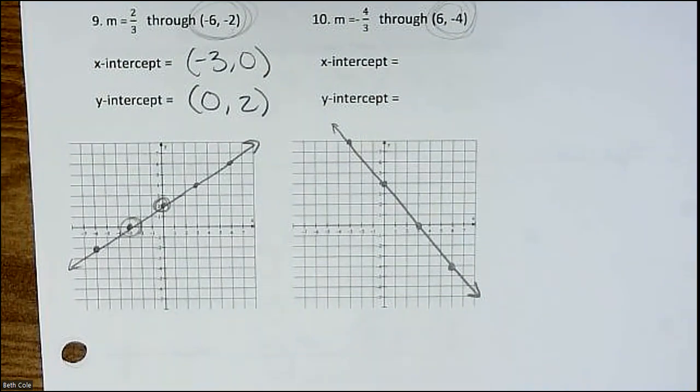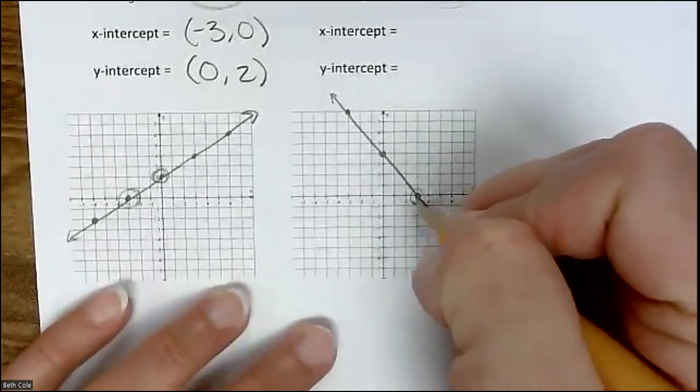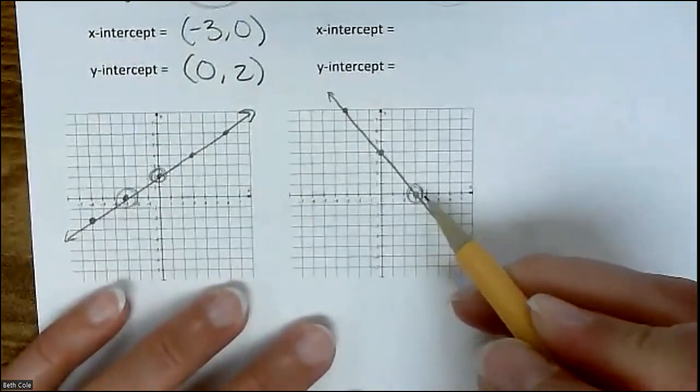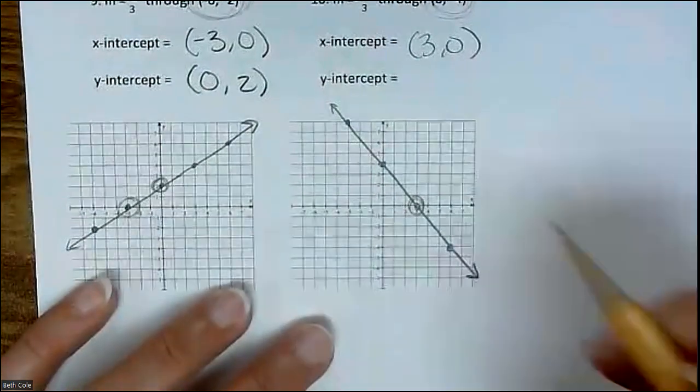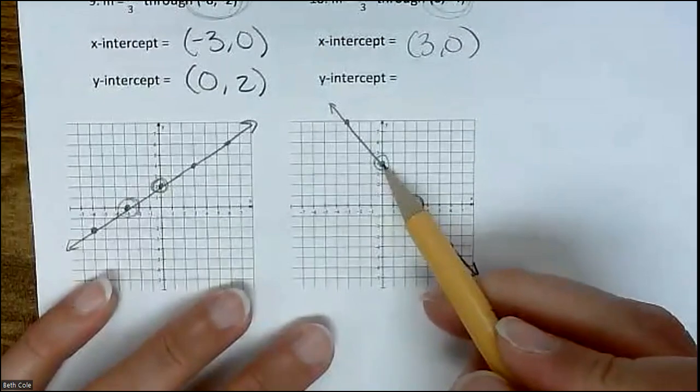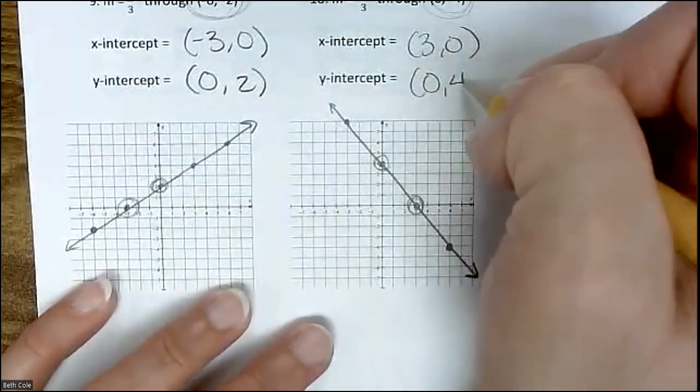And then you just look at it and state your intercepts. Hey guys, look, what's the x-intercept? 3, 0, good. And then your y-intercept is that one? 0, 4.